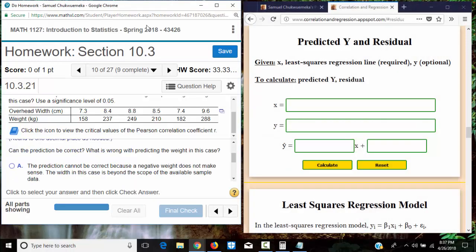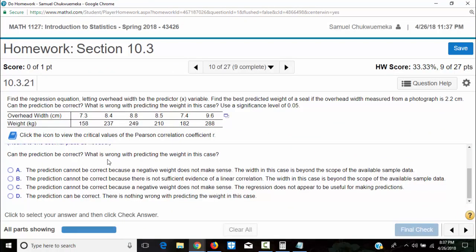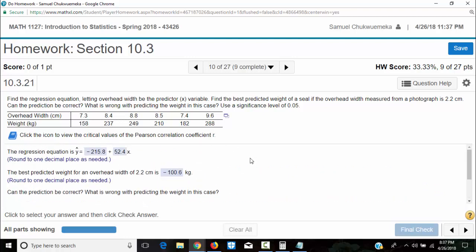Okay, now close this. Can the prediction be correct? What is wrong with predicting the weight in this case? We cannot have a negative weight. We can have a negative weight, as you can see here. And if we check 2.2, 2.2 is outside the data.